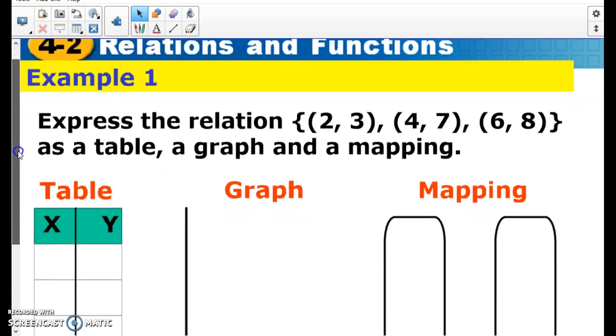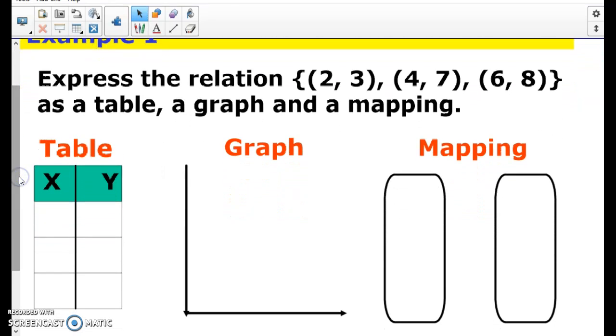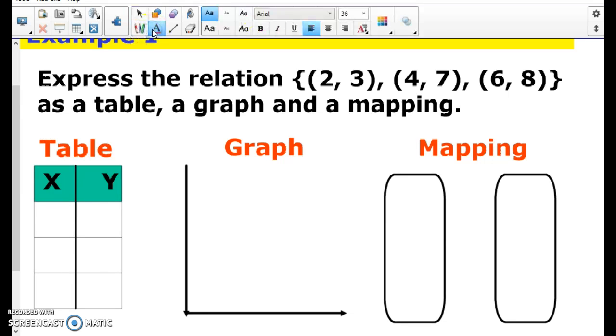And so this is a problem that you might have on the homework. So the three different kinds. Express the relation (2, 3), (4, 7), and (6, 8) as a table, graph, and mapping. Okay, and what that means is they want you to put all the x's, and remember x's are those first numbers in the parentheses. So I put a 2 here, 4 here, and a 6 here. So there's all my x's, and then my y's. First y is a 3, then I have a 7, and then I have an 8. So that's me making a table.